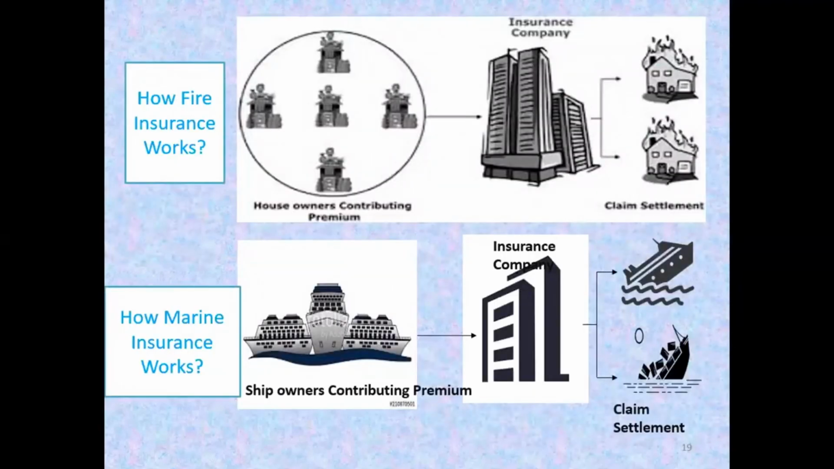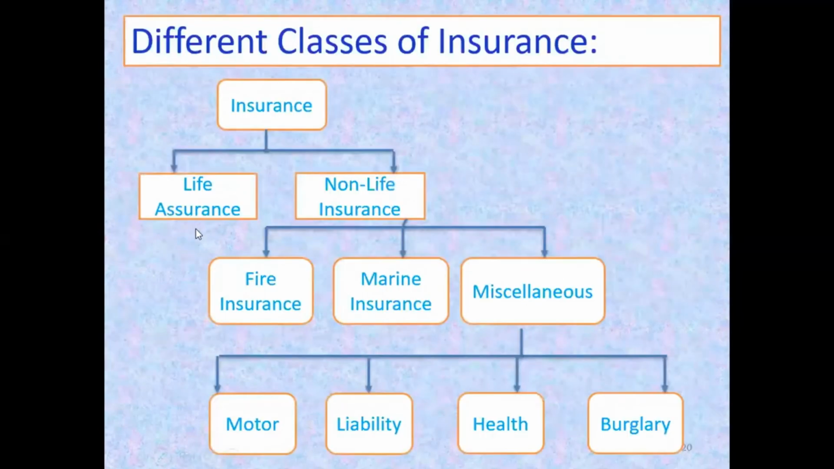So, like I said, when you say similar risks, fire insurance is separate. All house owners come together. Marine insurance is separate. All ship owners come together. So similar risks is something that's very important. That is how the type of policy is also decided by the insurance company.